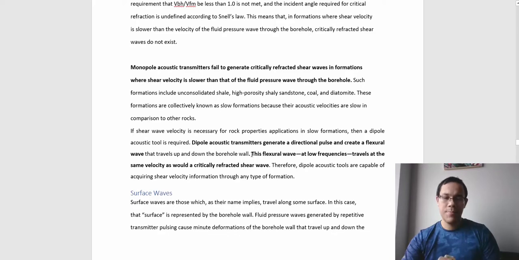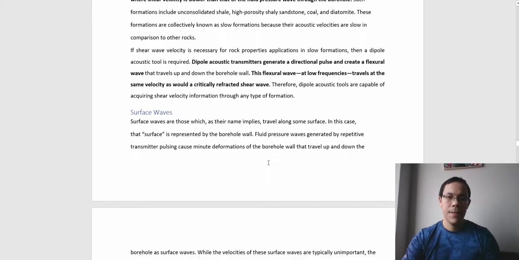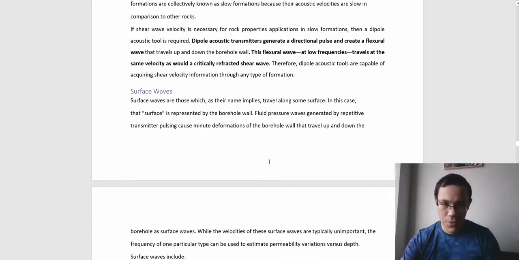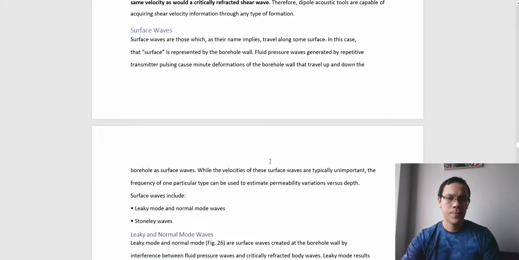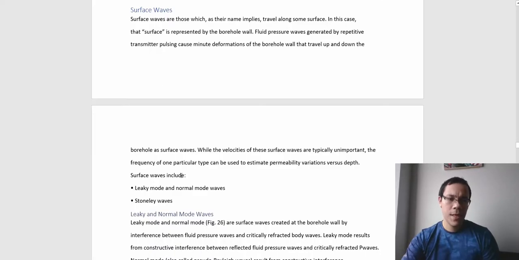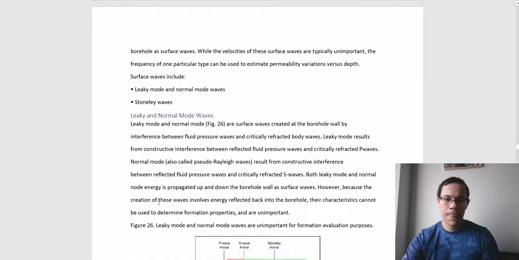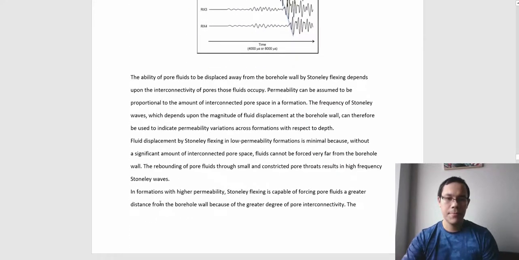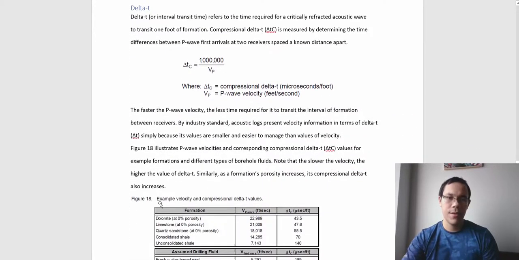And this is the key part as well. This flexural wave at low frequency travels at the same velocity as would a critically refracted shear wave. This is where the confusion sometimes is made. You want the shear information, but they don't travel, so they don't exist. What happens at the end? You get flexurals, and the flexural wave will give you the information needed. You have surface wave, leaky mode, and Stoneley, which we'll not cover in much detail, but you can read a little bit of that here.